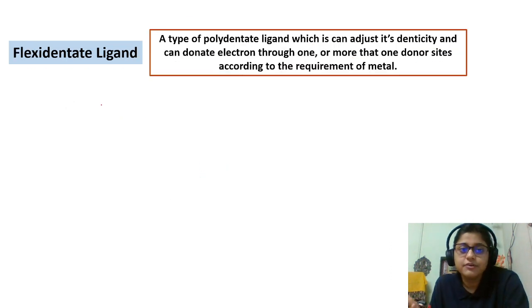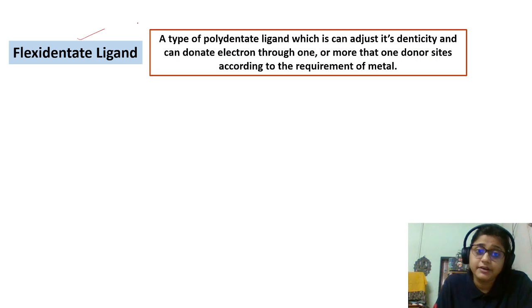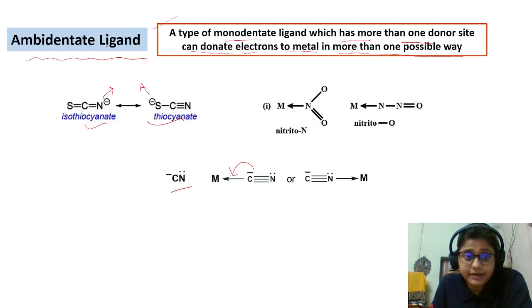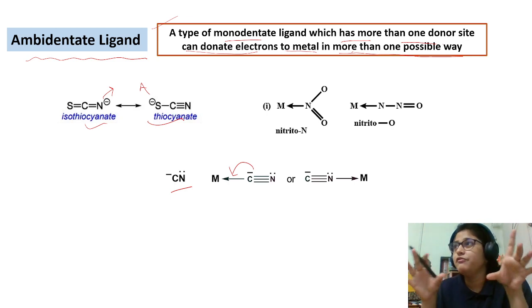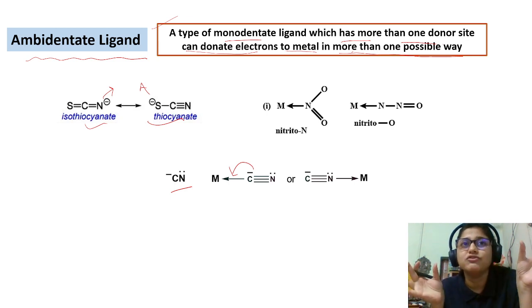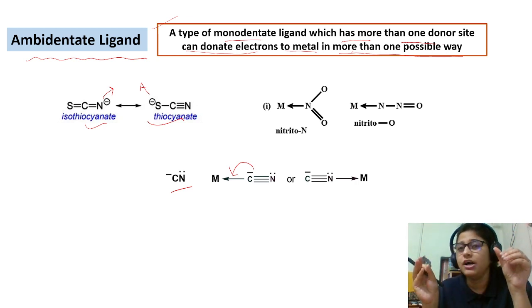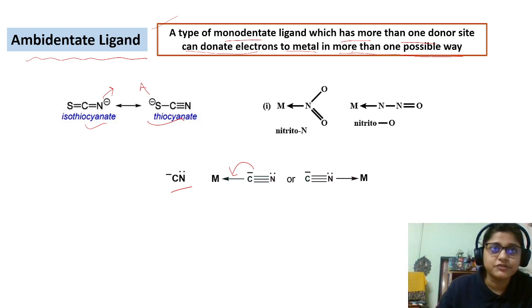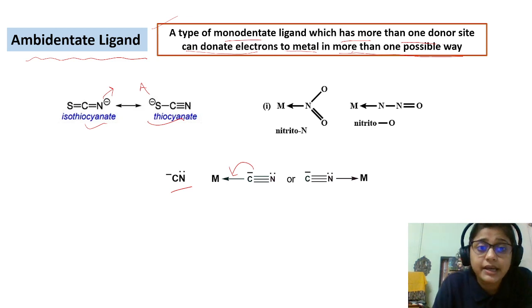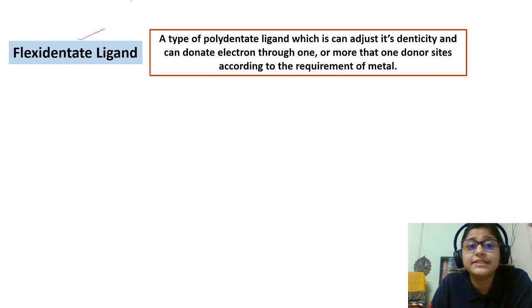And another one is the flexidentate ligand. Don't get confused. This was ambidentate, where it will act as monodentate only, but it has more than one donor site, so it can choose which site to donate from. It is like having various bank accounts, but you have the power to choose through which account the money will be transferred. This is an ambidentate ligand.